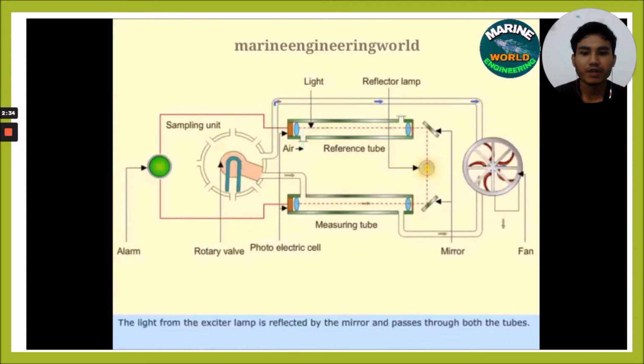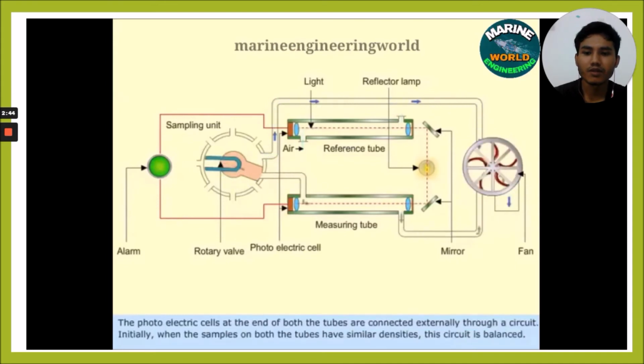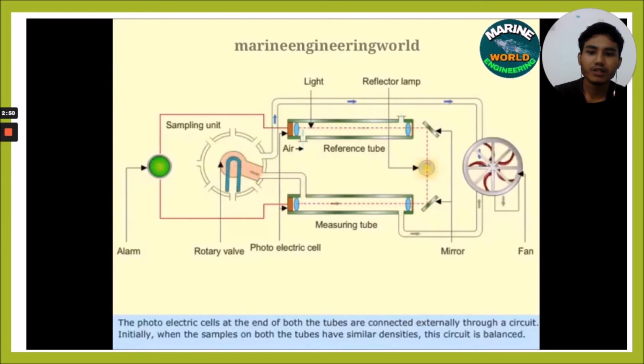The light from the exciter lamp is reflected by the mirror and passes through both the tubes. The photoelectric cells at the end of both tubes are connected externally through a circuit. Initially, when the samples in both tubes have similar densities, this circuit is balanced.